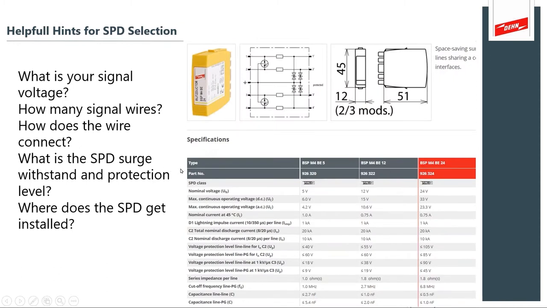Data surge protection is very similar. What is the signal voltage? 5 volt, 24 volt, 4 to 20 milliamp? These are very common applications. How many signal wires? Is this a 2-wire circuit? Is it a 4-wire, perhaps an RS-485 circuit? How does the wire connect? Is it a direct punch down block? Is it stripped wires? Is it on an RJ45 connector?